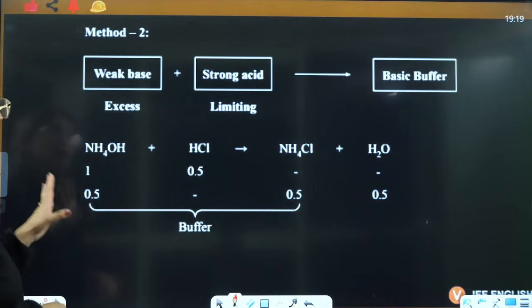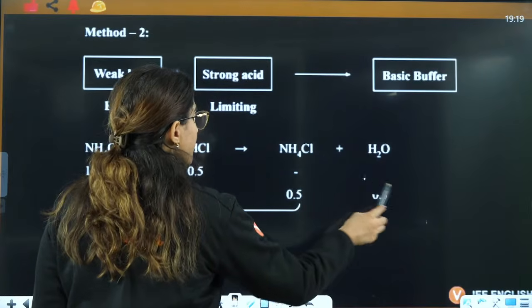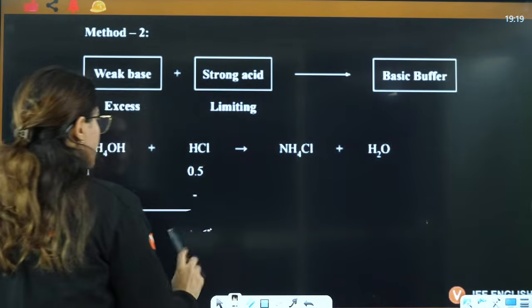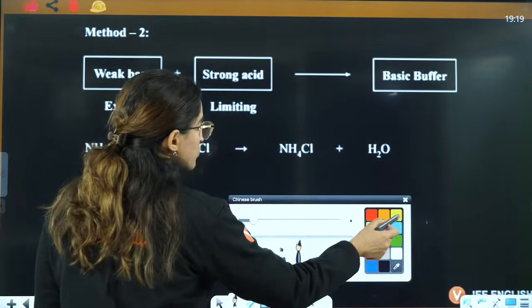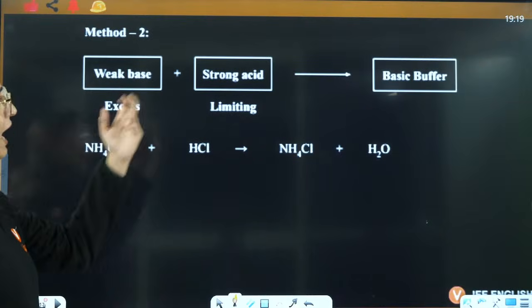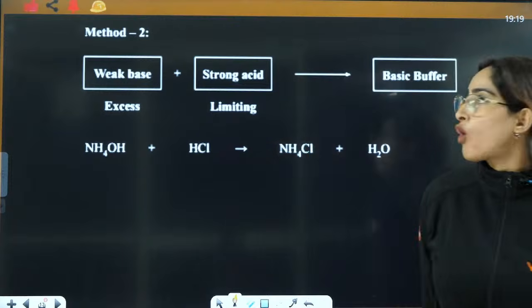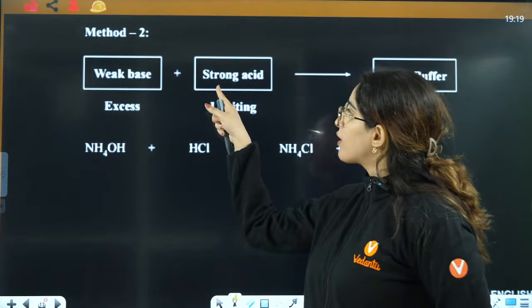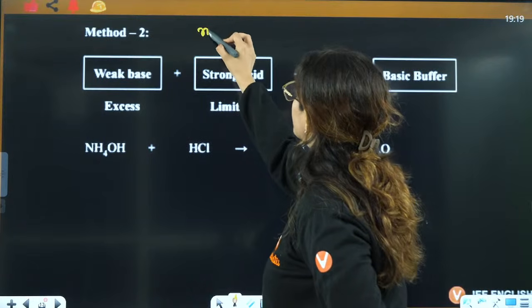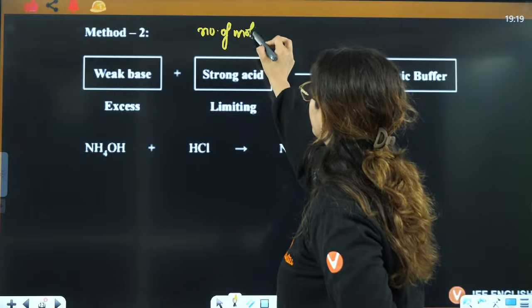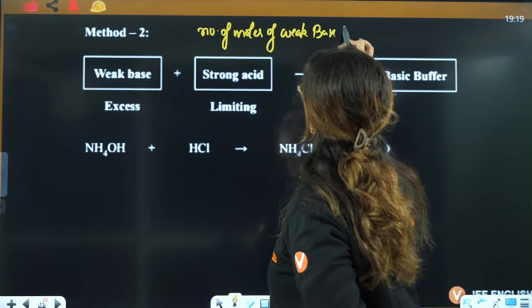Now if you see, this is a way of making a basic buffer. In a basic buffer, we choose a weak base and a strong acid. Instead of choosing the salt of the weak base with strong acid, we are choosing the strong acid here, but the number of moles of the weak base is more.